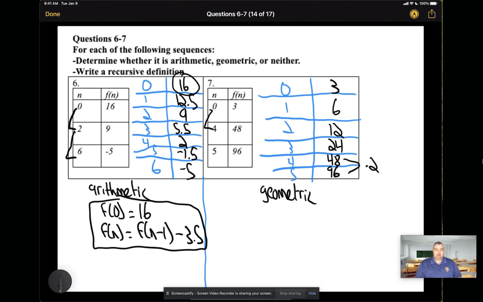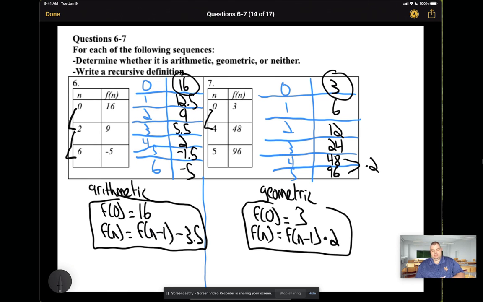So my recursive, f of 0 is going to be equal to, what's my starting term? 3. And then f of n is going to be equal to f of n minus 1. And what is my pattern? Times 2. So f of 0 equals 3, and f of n equals f of n minus 1 times 2.